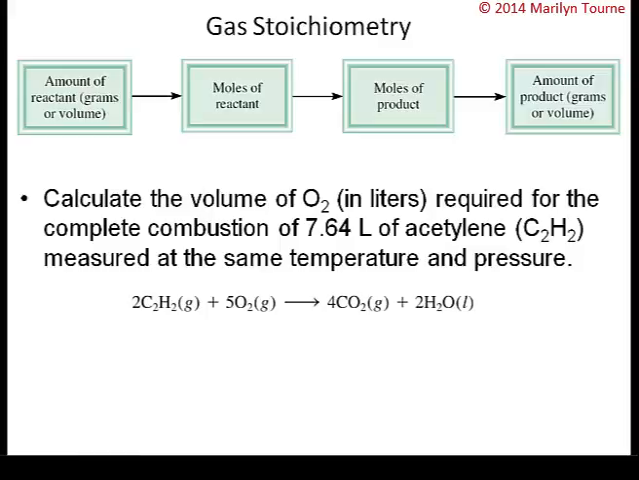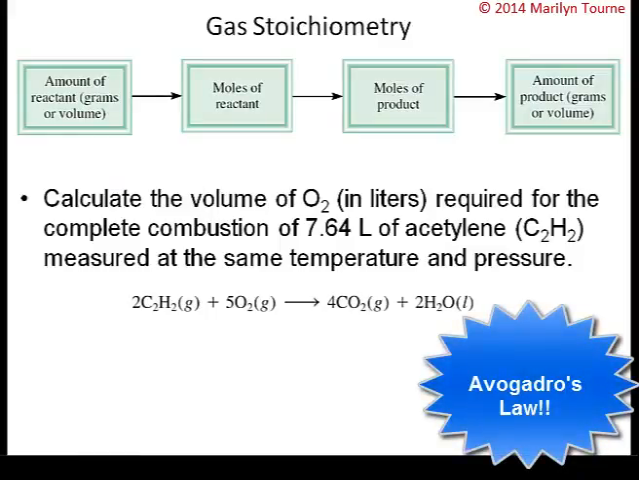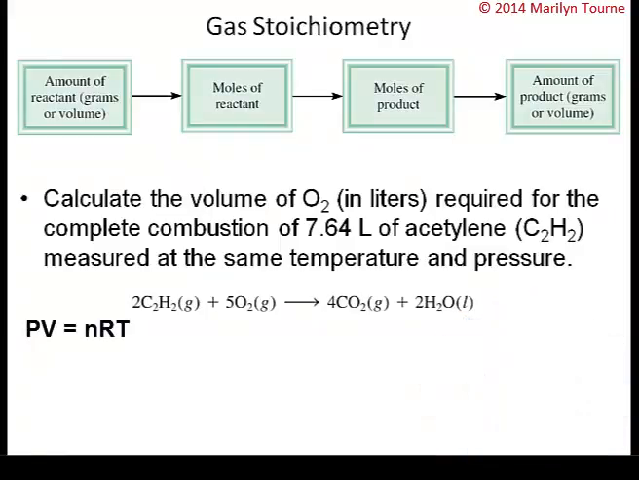It says calculate the volume of O2 in liters required for the complete combustion of 7.64 liters of acetylene, which is C2H2, measured at the same temperature and pressure. Here we're relating volume and number of moles. So right there you should know that you're dealing with Avogadro's law. But regardless, we start out with the main equation. It's PV equals nRT. And we know that they're talking about volume and moles.